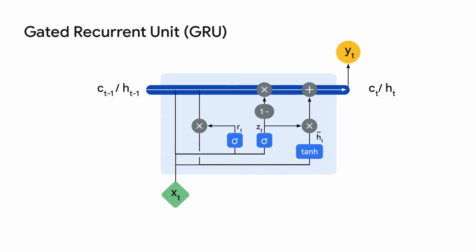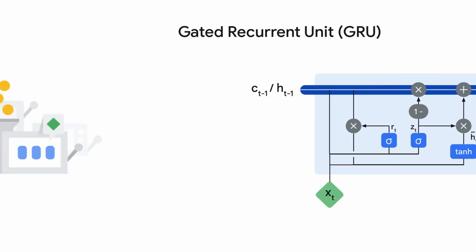A variant of LSTM called GRU merges the long-term and short-term memory into one pipeline and simplifies the neural network layers. GRU improves computational efficiency and has been increasingly used in the NLP field.